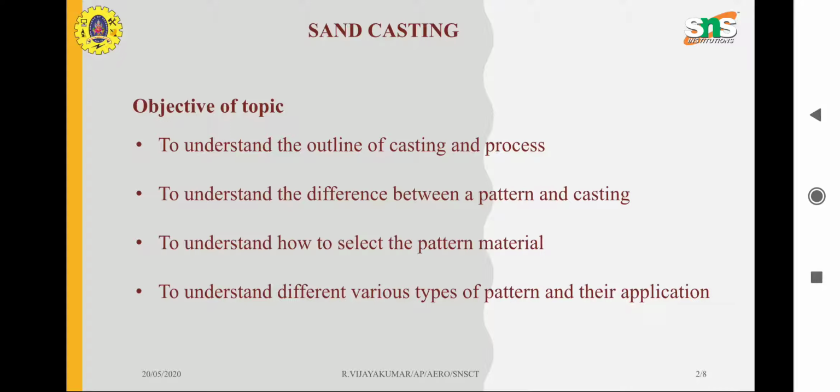Under this topic we are going to cover certain objectives. The first one is to understand the outline of casting and its process. The second is to understand the difference between pattern and casting. The third is how to select a good or suitable pattern material. And the fourth is to understand the various types of patterns and their applications, and how we can use them.